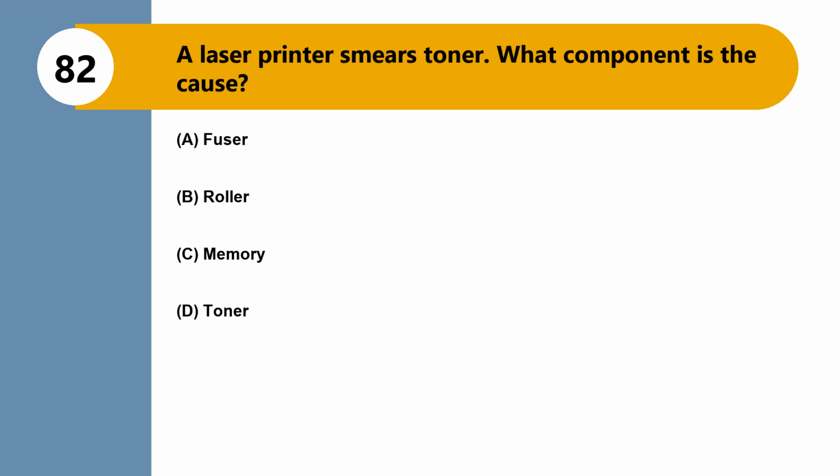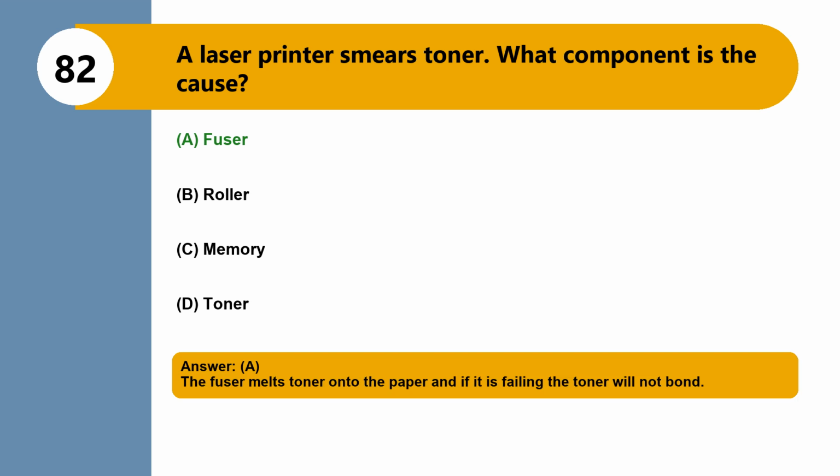Question 82. A laser printer smears toner. What component is the cause? Option A, fuser. Option B, roller. Option C, memory. Option D, toner. The correct answer is option A, fuser. The fuser melts toner onto the paper, and if it is failing, the toner will not bond.